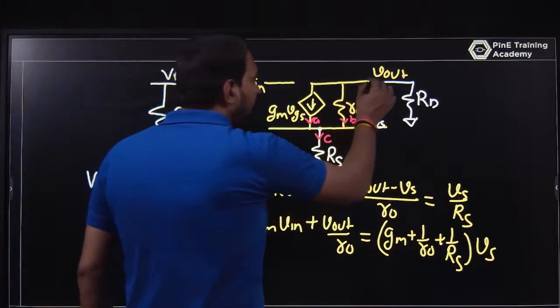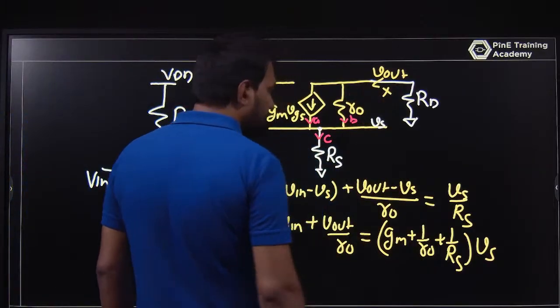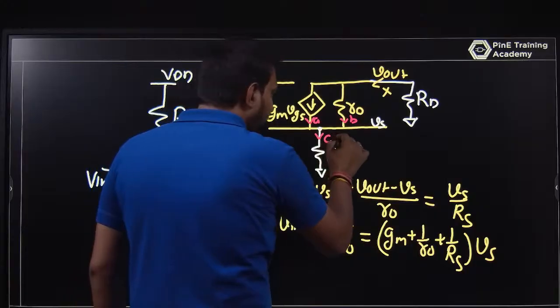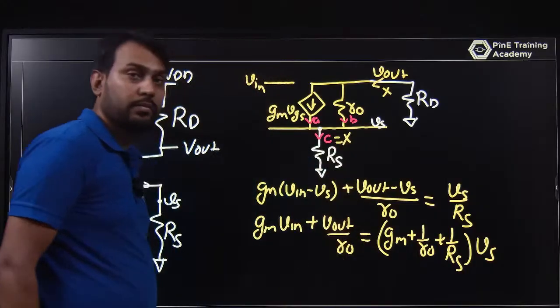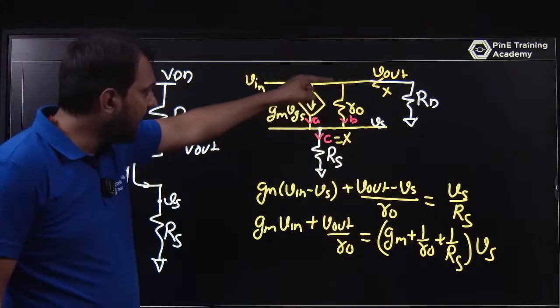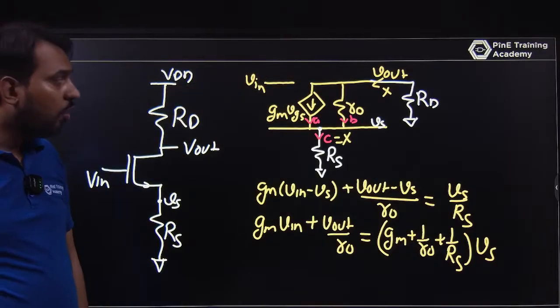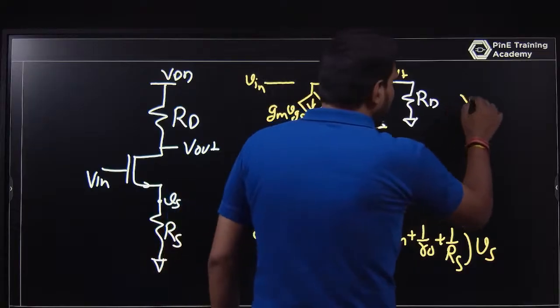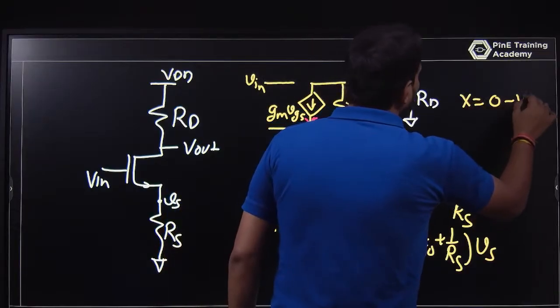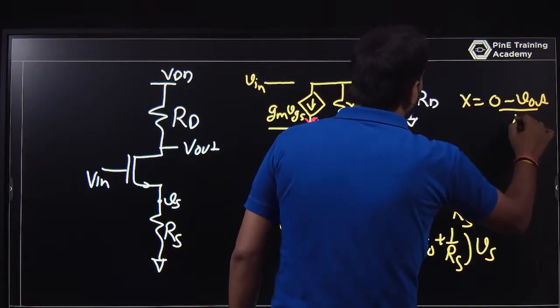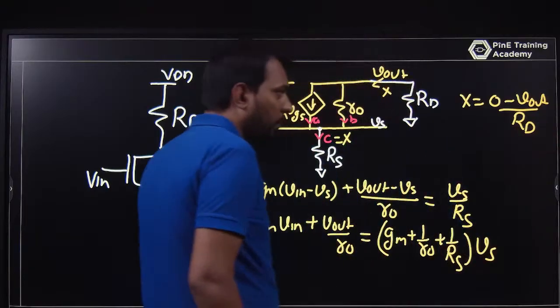And what is VS? Basically this current, let this be X, so this is also X there. The X current entering will be the same here. What is X? Basically X is 0 minus V out upon RD. Yes or no?